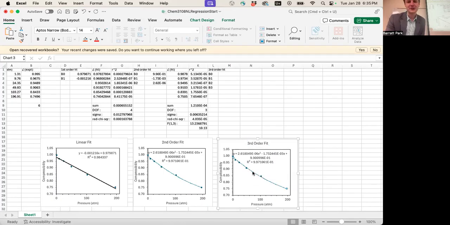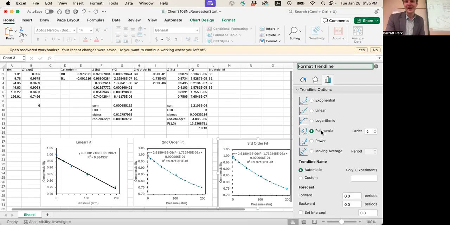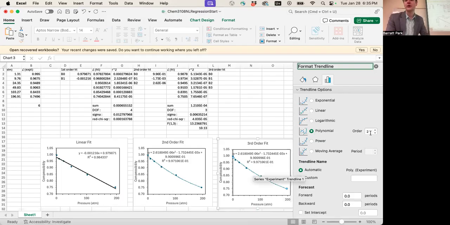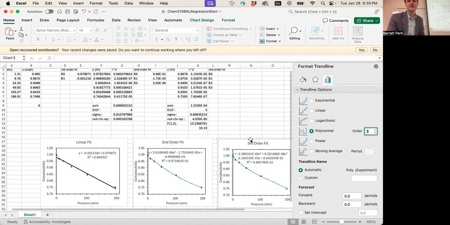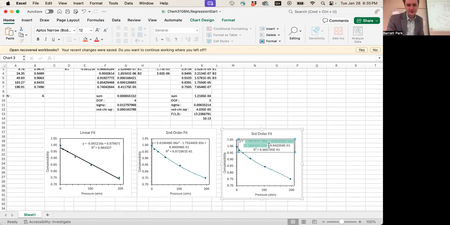The fastest way to go from the second order fit to the third order fit is to right click the trend line, go to format trend line, and change the polynomial order on this graph from 2 to 3. Then you can see that the equation printed on the graph updates automatically, and also the trend line updates automatically. Okay, so here's my new fit equation.